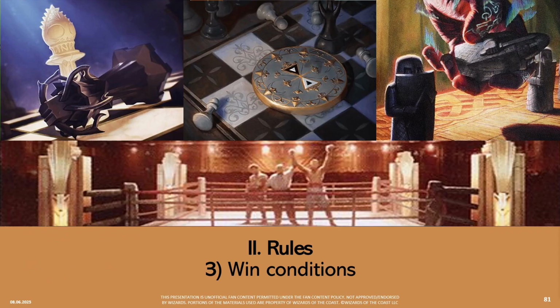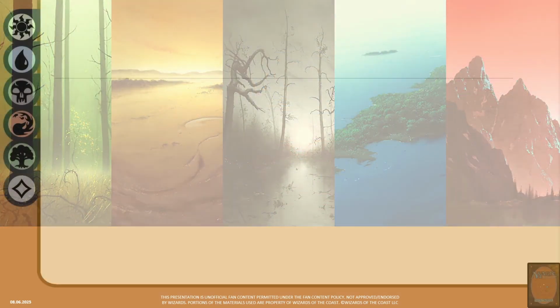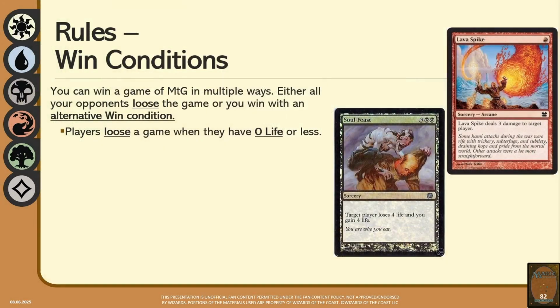The main objective in a game of MTG is to win, and you can reach this goal by various win conditions. You can win a game of MTG in multiple ways. Either all your opponents lose the game, or you win with an alternative win condition.